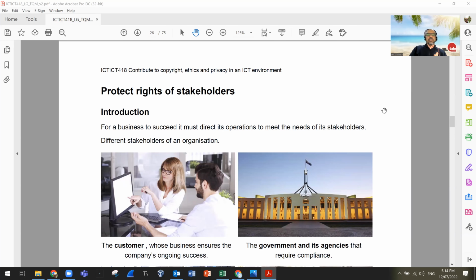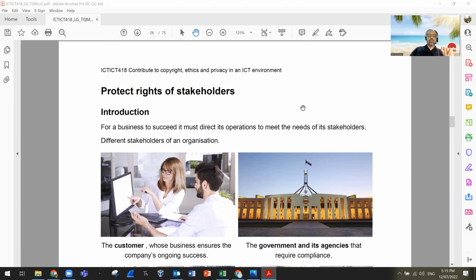Hello everyone, we are starting a new session today in our unit ICT418, contribute to copyright, ethics and privacy in an ICT environment. And we mentioned last session, ICT stands for information, communication and technology. Good.